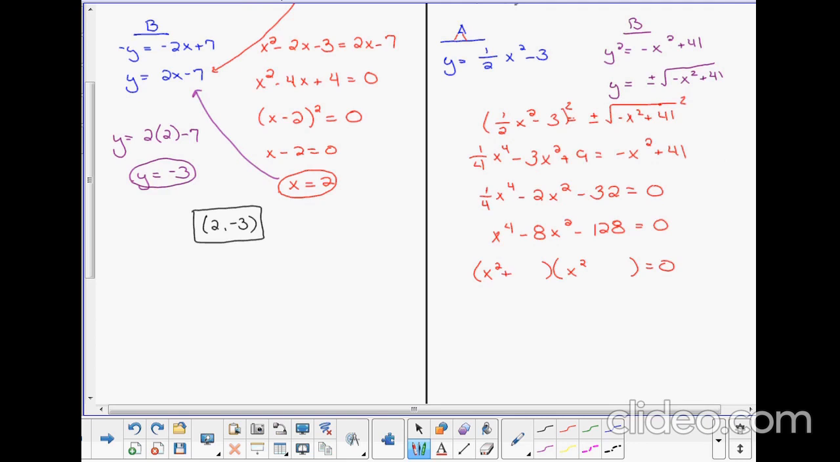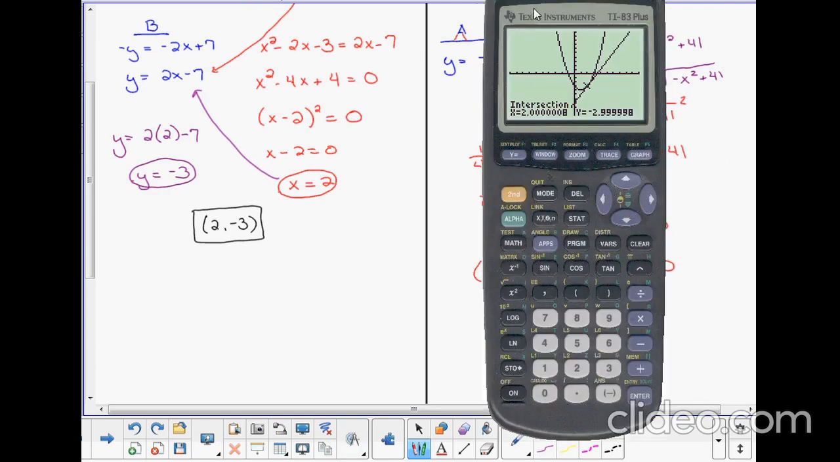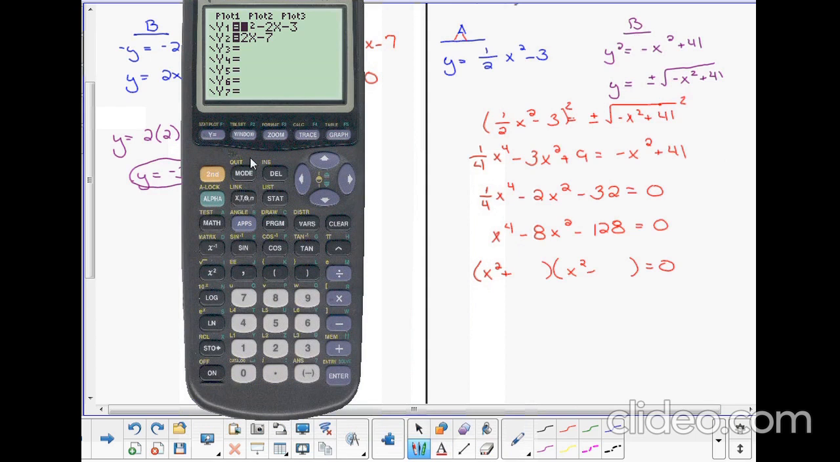The second term would have to be one positive and one negative to multiply together to give me a negative 128. Then I would have to take a look at factors of 128. So we can do that in the graphing calculator. If you need that help, we could do 128 divided by x. And taking a look at these factors, you can see 1 and 128 and so on and so forth.